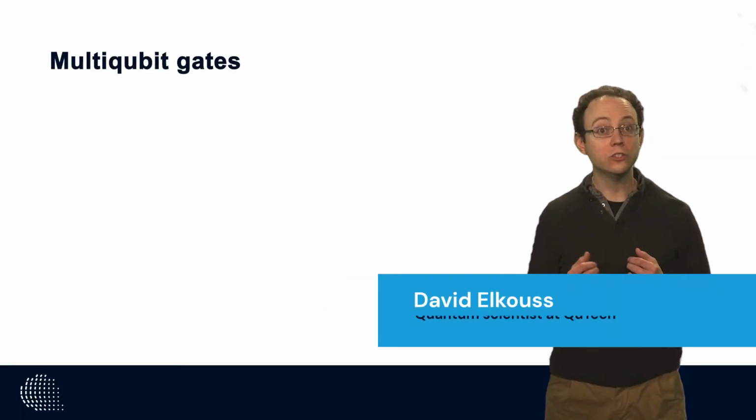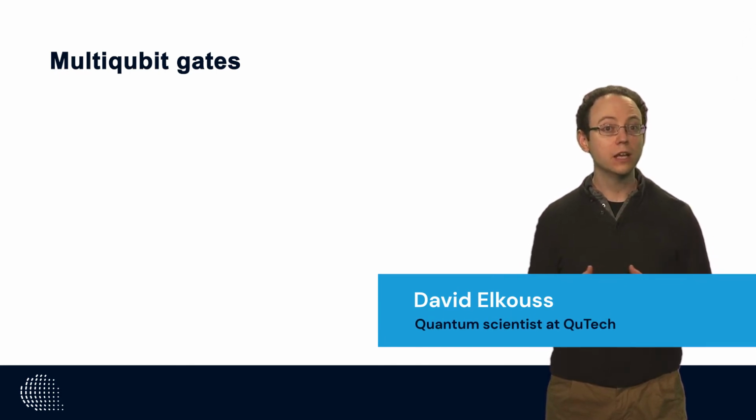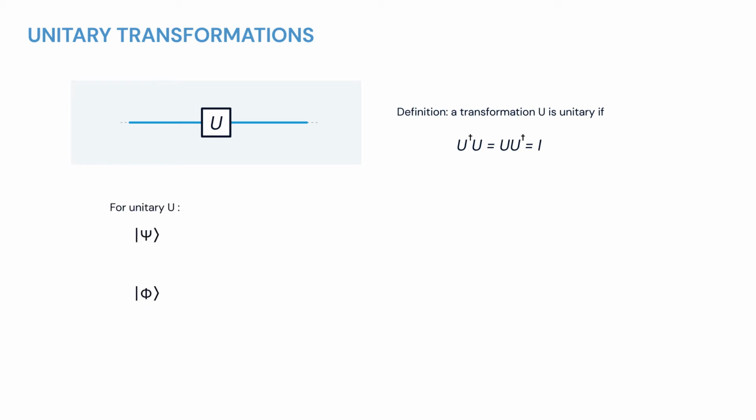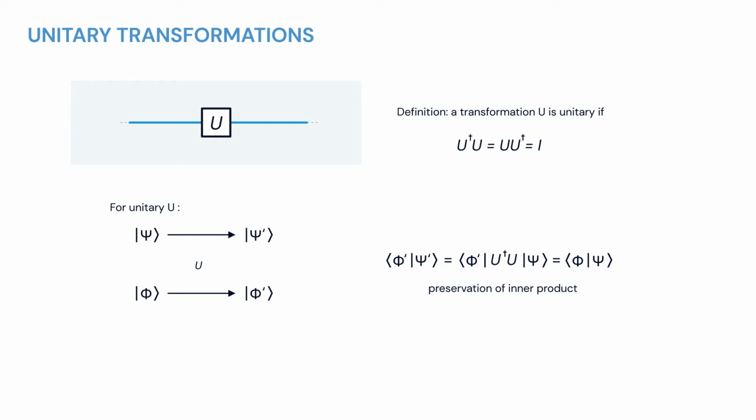The goal now is to learn how to manipulate multi-qubit registers. All valid quantum operations are given by unitary matrices. What does it mean for a matrix to be unitary? Remember, this means that U needs to verify that U times U dagger, that is U times its conjugate transpose, must be the identity. Equivalently, we can define U as a unitary if it preserves inner products.